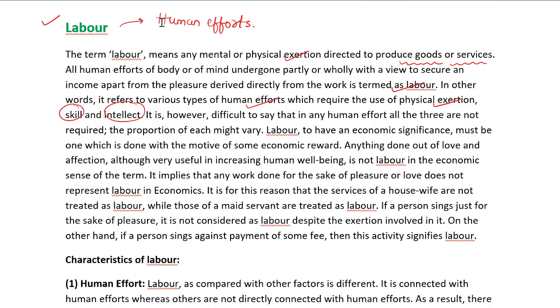It is, however, difficult to say that in any human effort all the three are not required. The proportion might vary. That means what? Labor, to have an economic significance, must be one which is done with the motive of some economic reward, and the reward of labor is wages. Wages is the reward for labor.